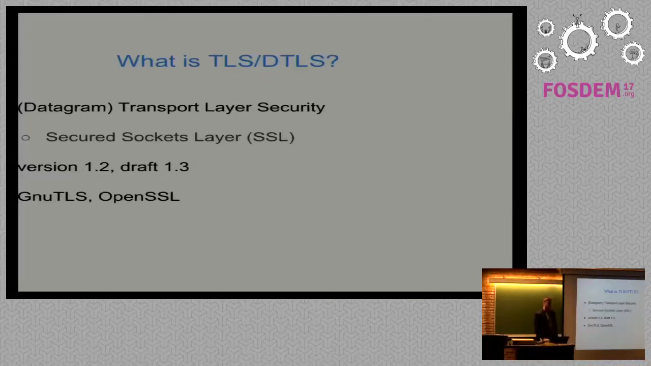We have a draft that describes version 1.3 and introduces a lot of cool stuff, such as 0 round-trip times. So you basically send your data within negotiation. And it also restricts some ciphers and so on. It's still a draft, so it's not used. You can find GNU TLS and OpenSSL. These are the most widely used implementations. You can find, for example, LibreSSL, or other libraries as well, but all of these are mostly forked from OpenSSL.